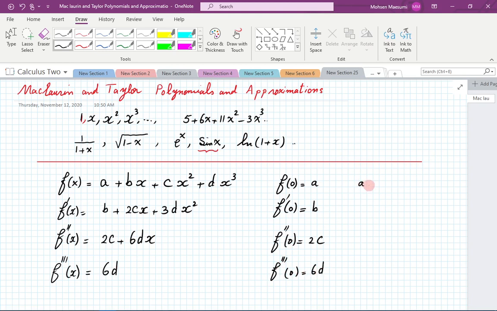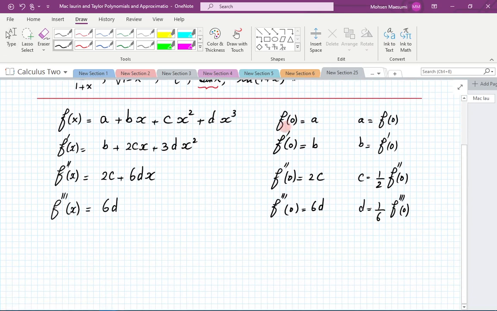So who is a? A is f of 0. Who is b? B is f prime of 0. Who is c? C is 1/2 of f double prime of 0. Who is d? D is 1/6 of f triple prime at 0. Do we see a pattern here? Well, of course, these are higher order derivatives of the function evaluated at 0, and they are giving me some multiples of the coefficients I need to recreate my function.